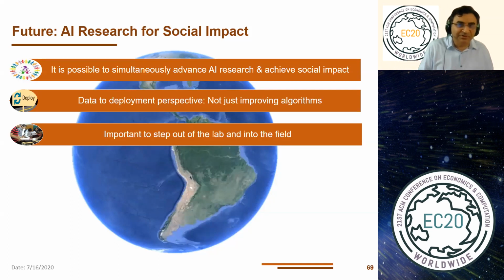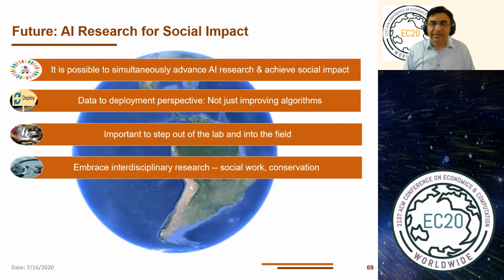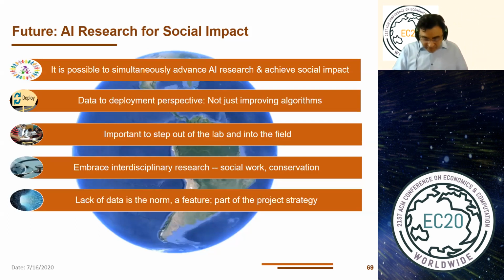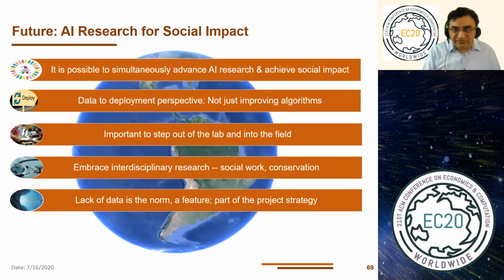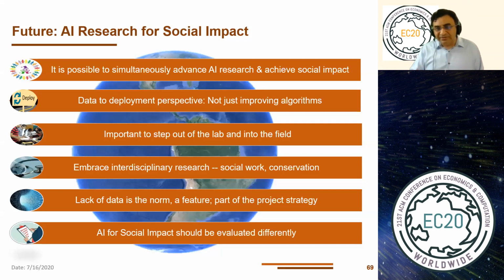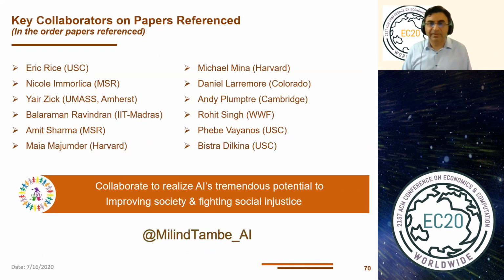For example, a social network is just not available. To embrace interdisciplinary research, whether with social work or with conservation scientists, we find that lack of data is a norm and is a feature and must be a part of the project strategy. And when we deal with AI for social impact, this work should be evaluated differently and not just from the lens of algorithmic improvements.